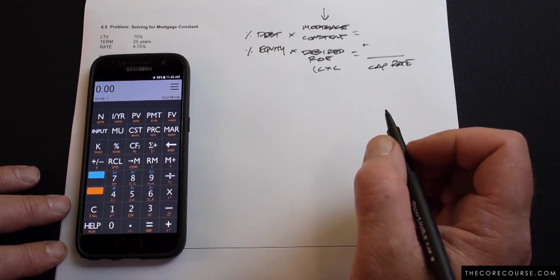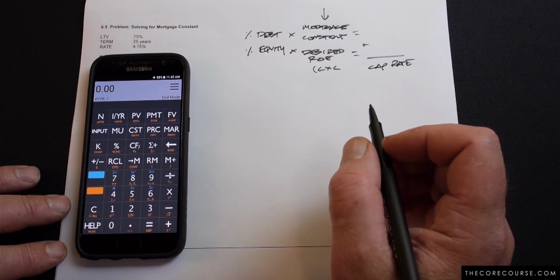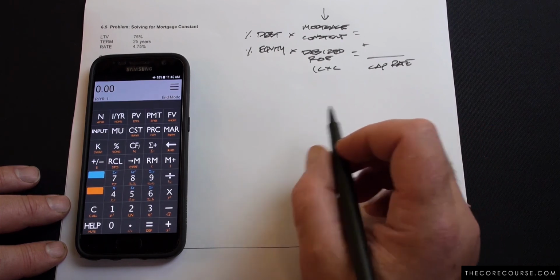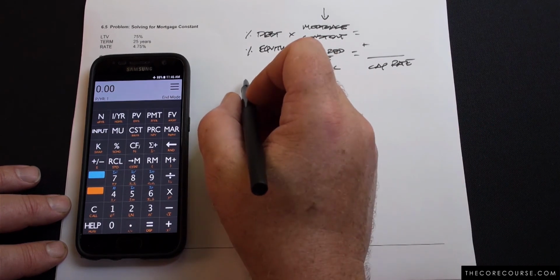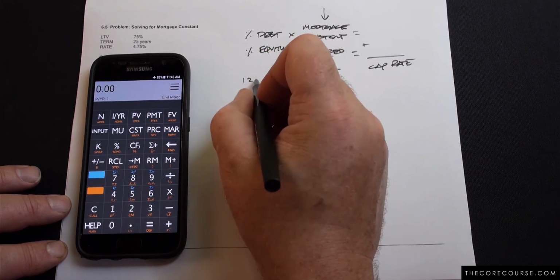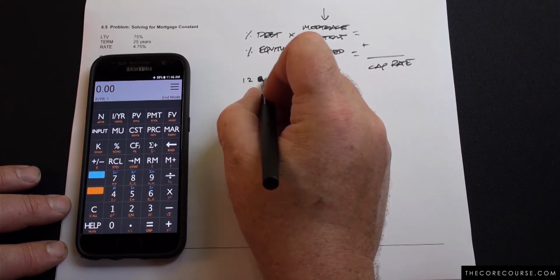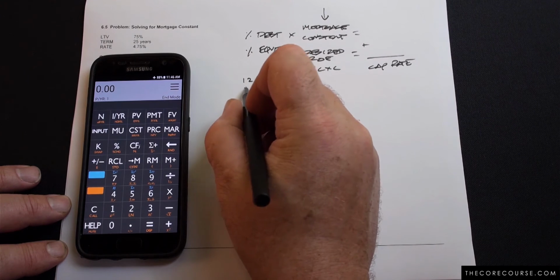So the first thing I want to do is just to review what the key presses are to solve for mortgage constant, same way every time. So the first thing is 12 gold key payment, and then gold key clear all.